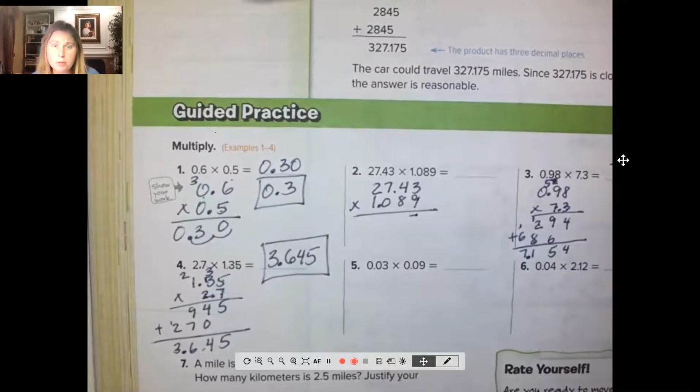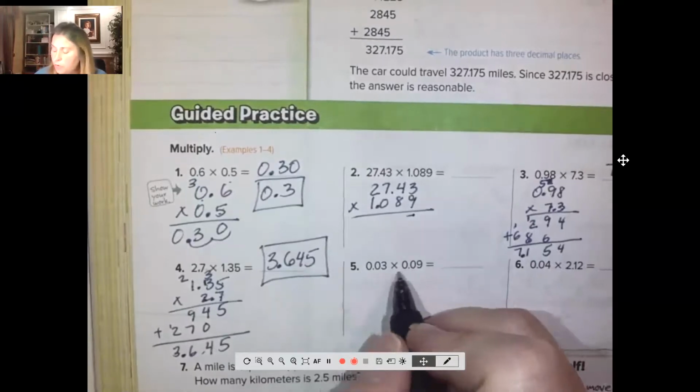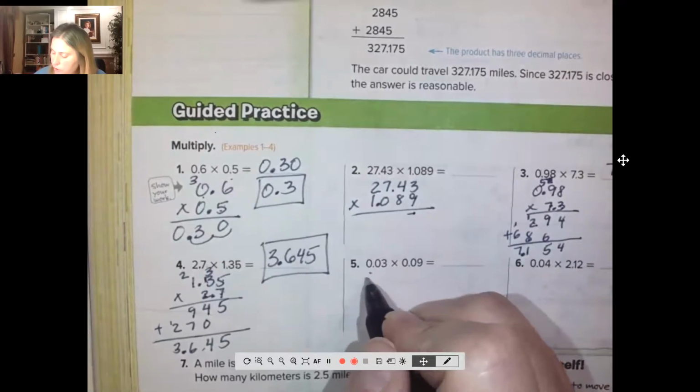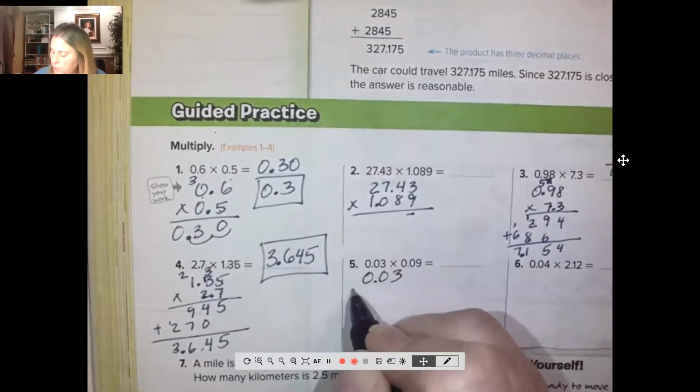Okay. Number 5 is 0.03 times 0.09. Both of those have 2 digits after the decimal, so it doesn't matter which one you put first. Just no benefit either way.